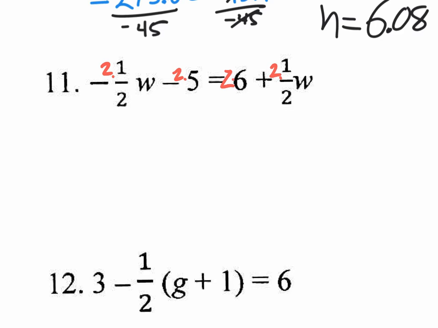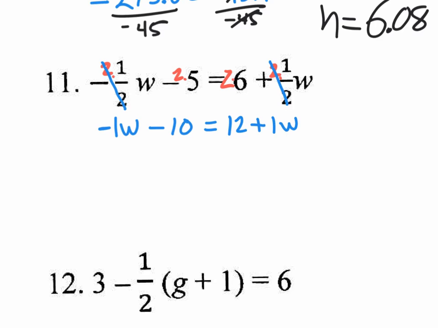So on this first term, 2 over 2 cancels. I'm going to have a negative 1w left over. Or you could just put negative w. You could write the 1 if you want. And then we have a minus 2 times 5 is 10. And then we have equals 2 times 6 is 12. And then over here, the 2's cancel. You're going to have plus 1w. So now I have no more fractions.